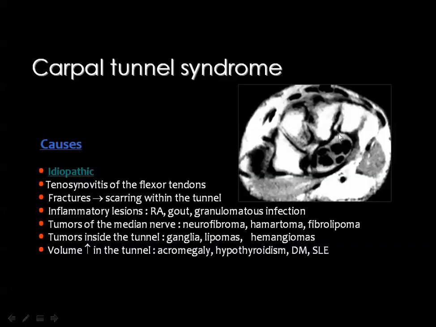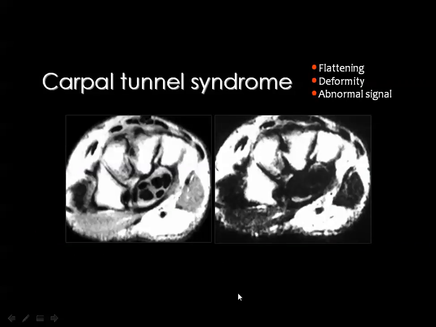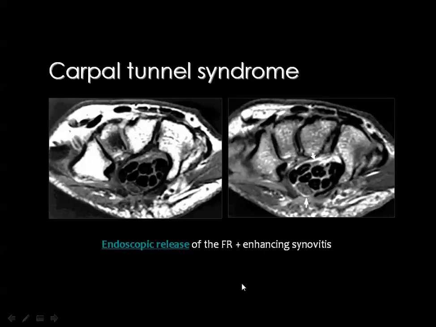This is an example of carpal tunnel syndrome because the median nerve is flattened with increased signal. And this is also carpal tunnel syndrome. The median nerve is flattened with increased signal. One of the ways for treatment of carpal tunnel syndrome is cutting or endoscopic release of the flexor retinaculum. And you see here there is a release of the flexor retinaculum, and this is the median nerve.